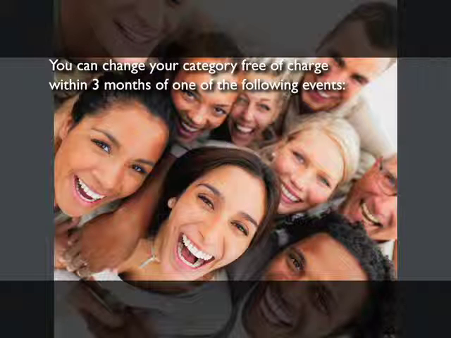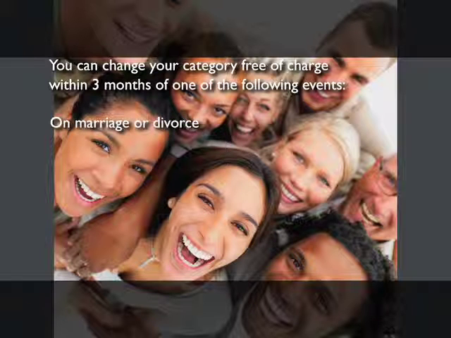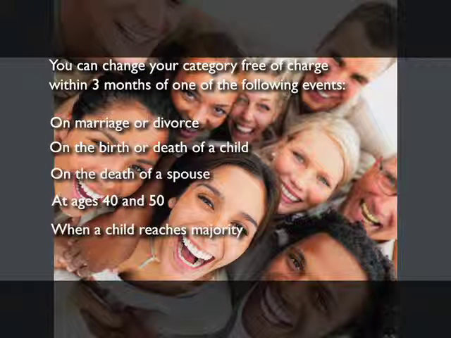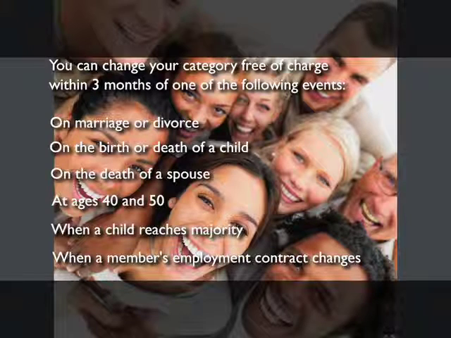According to the insurer's policy conditions, members can change categories within 3 months of one of the following events: on marriage or divorce, on the birth or death of a child, on the death of a spouse, at ages 40 and 50, when a child reaches majority, when a member's employment contract changes.